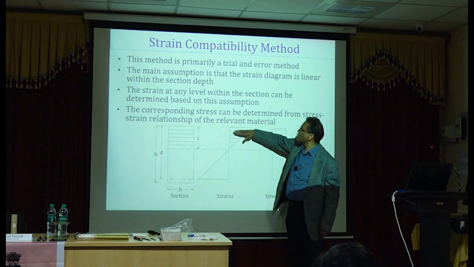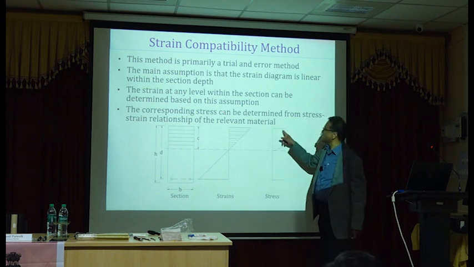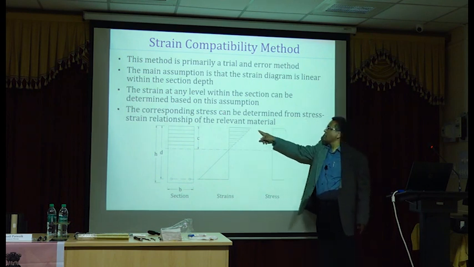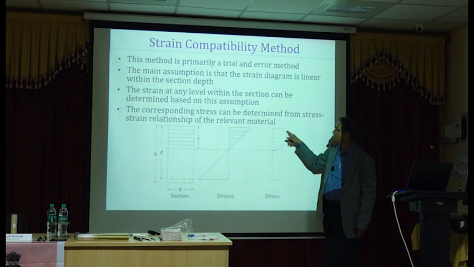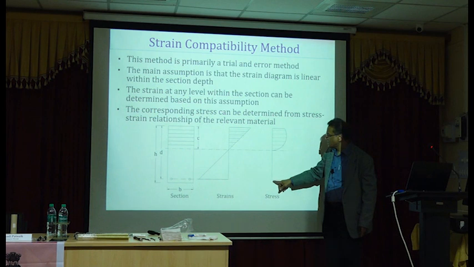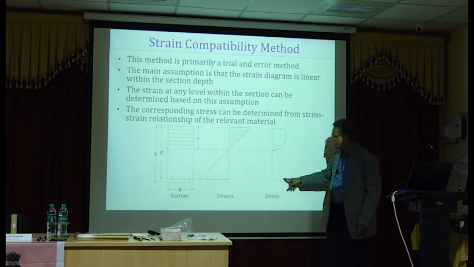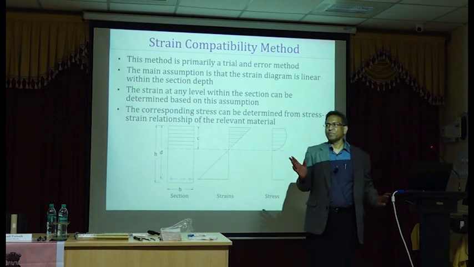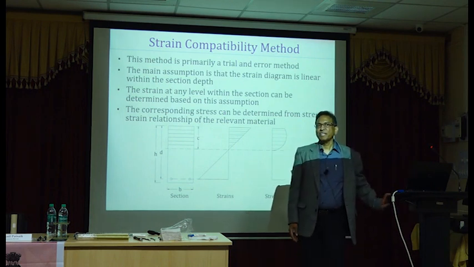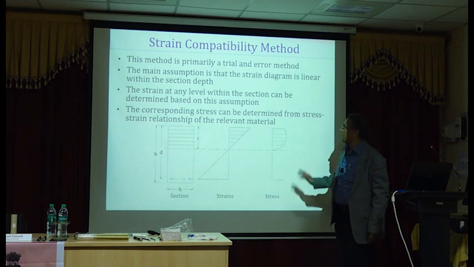I'll find out the strain at different levels, the corresponding stress at that level, at mid-height level, and then I will combine the elemental stress multiplied by area. That will give me the force. So at different levels I will have different forces. I will sum all these forces. Below the neutral axis I will have force in the opposite direction. So the sum of all these forces should be equal to 0. Right? That's for equilibrium. That's all. It's as simple as that.